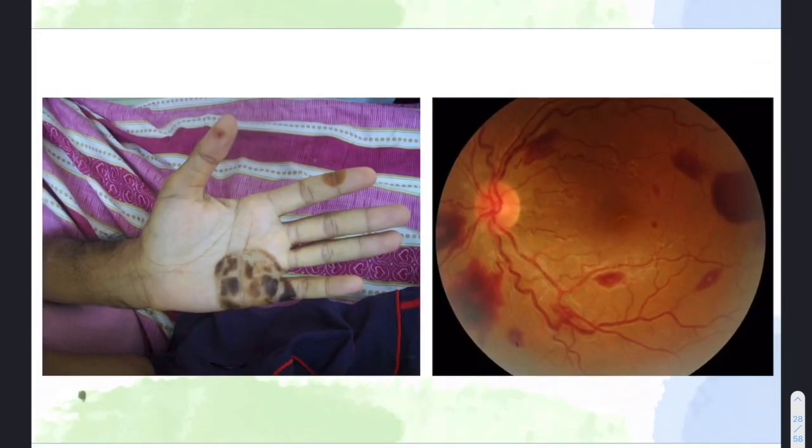You can see the Osler nodes in the first digit and second digit here and here, and there are spots. For the Osler nodes, to remember that they are painful, think of the first letter, which is O: ouch. So O, Osler, ouch, they're painful.